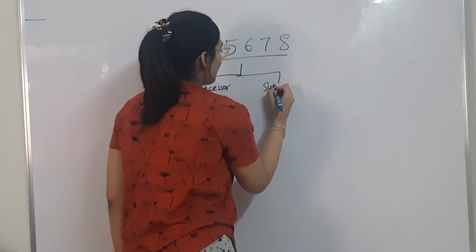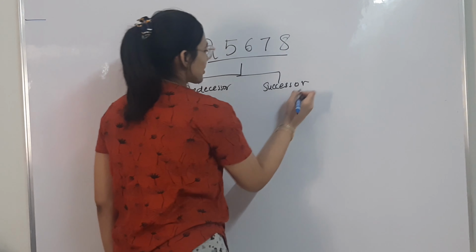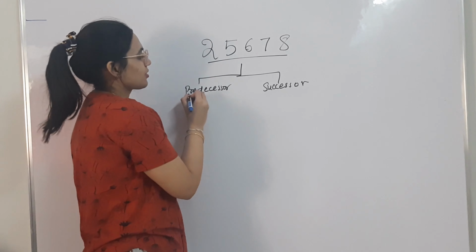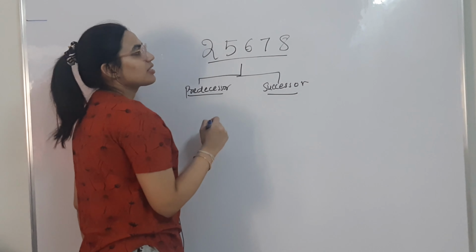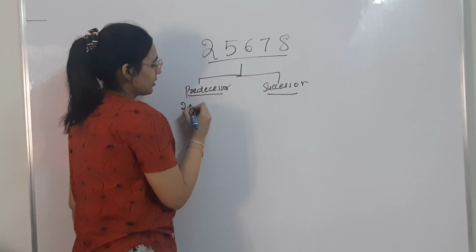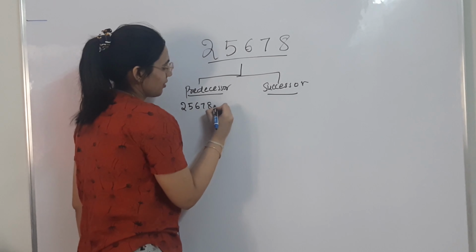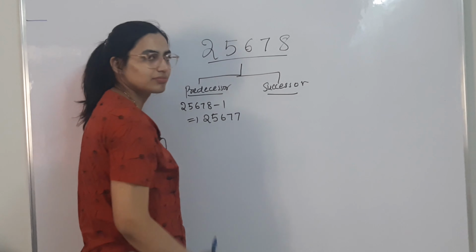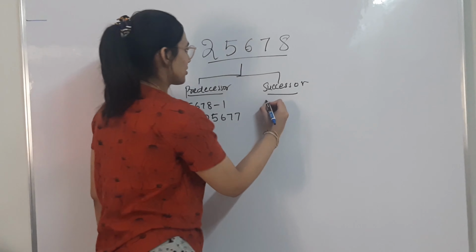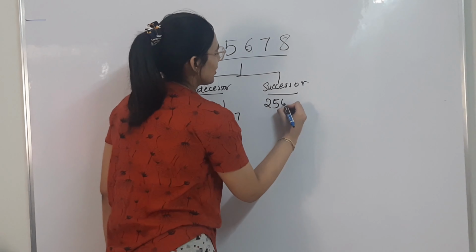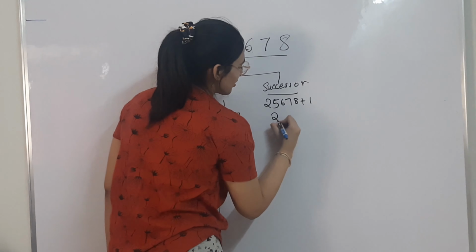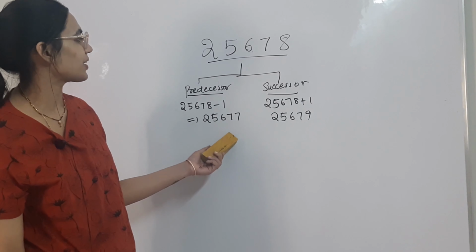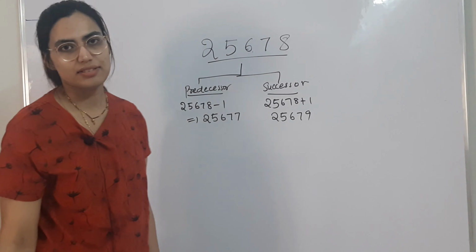Remember, predecessor means previous. Successor means next, immediately. What is the predecessor of this number? You know that for the predecessor we need to subtract 1. So that is 2, 5, 6, 7, 7. What is the successor of this number? Take this number and add 1. That is 2, 5, 6, 7, 9. So this is the predecessor, and this is the successor.